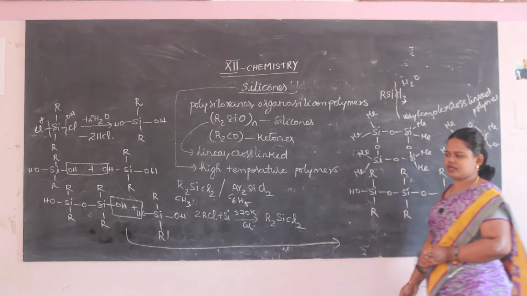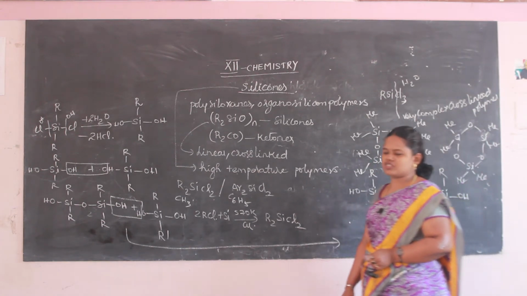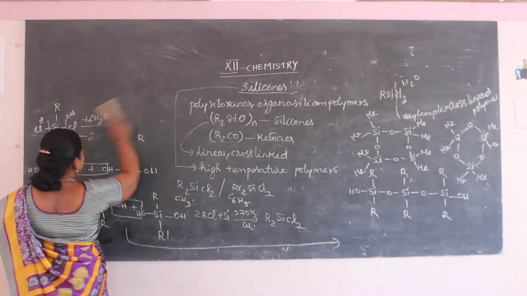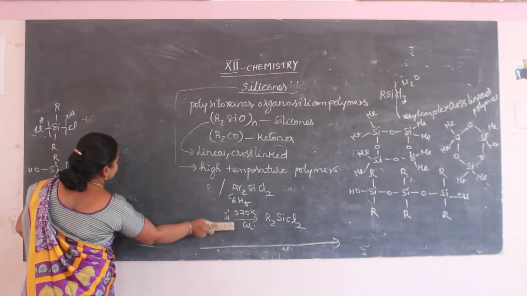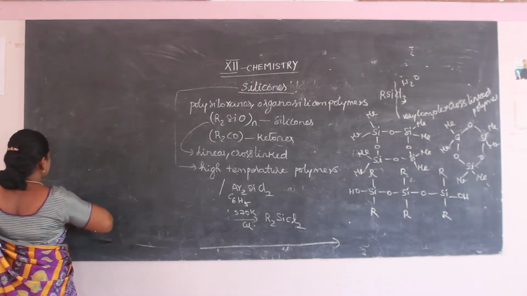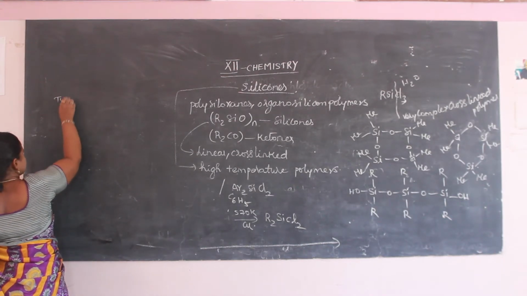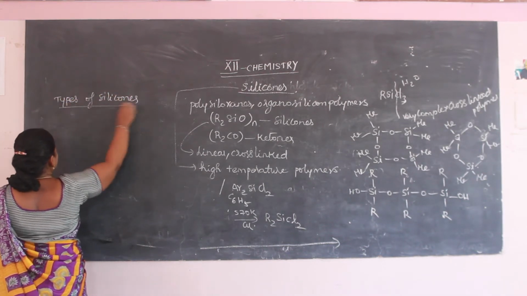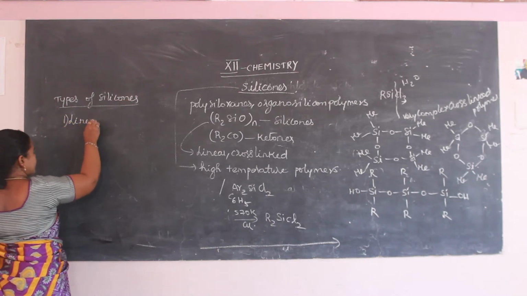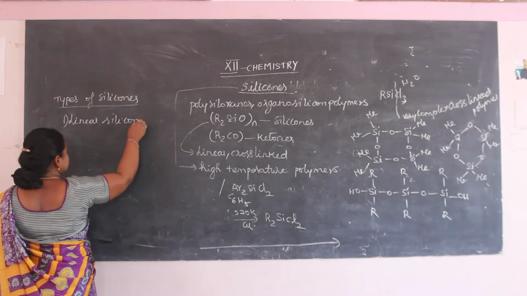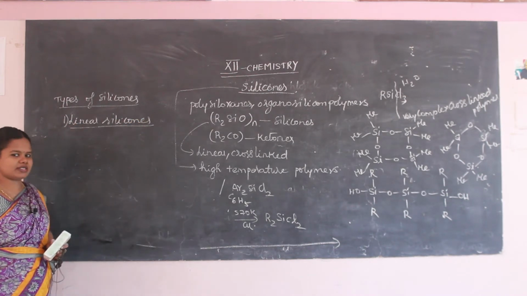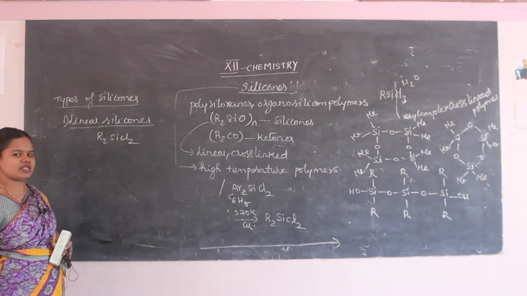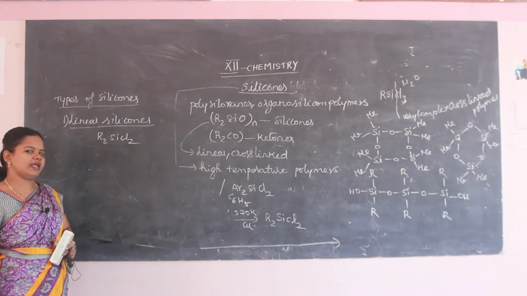Then types of silicones. There are different types of silicones. First one, linear silicones. Linear silicones are obtained by the subsequent hydrolysis and condensation of dialkyl dichlorosilanes. In this linear silicone, they are formed by the hydrolysis and condensation of R2SiCl2, that is dialkyl dichlorosilane.